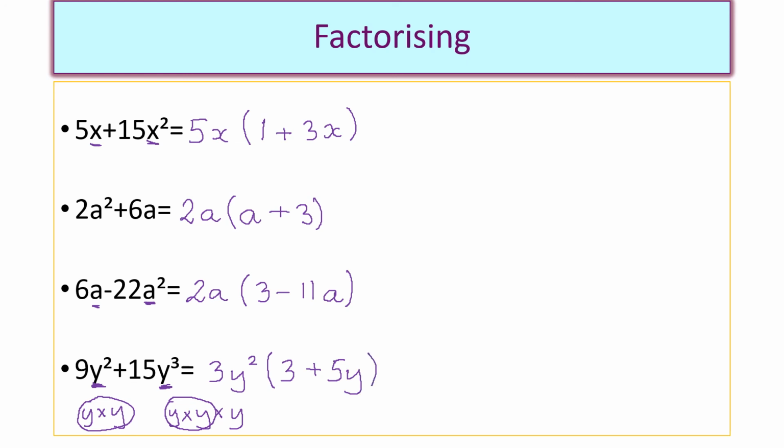It might be a good idea to try to expand it back to see whether we get the expression that we started with. So 3y squared times 3 is 9y squared, and then 3y squared times 5y is 15y cubed. So we know we are correct.